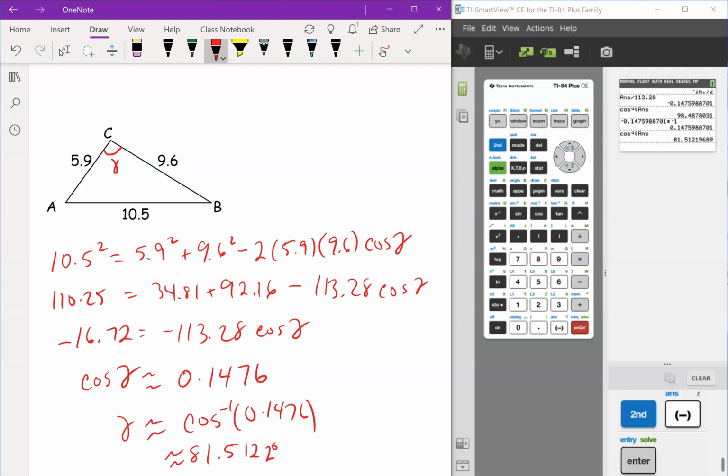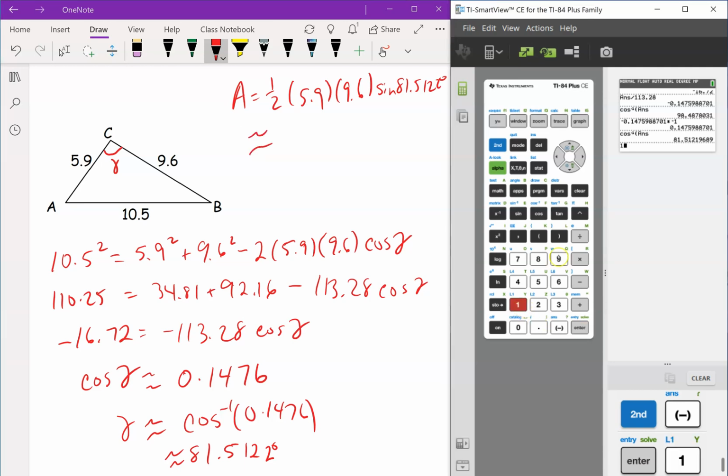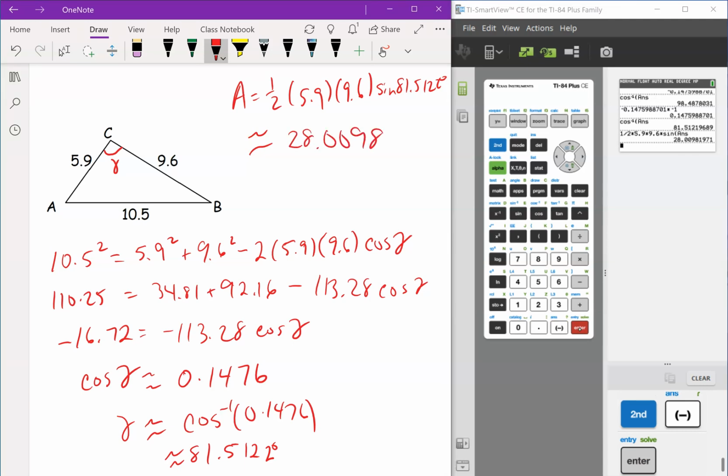Now we can get our area because we have the included angle. Our area will be 1/2 times 5.9 times 9.6 times the sine now of this 81.5122, and using our calculator, 1/2 times 5.9 times 9.6 times sine of the included angle gives us 28.0098.